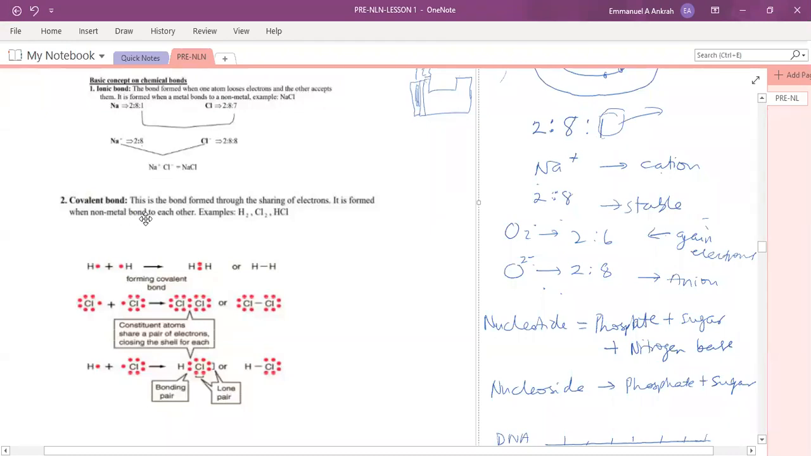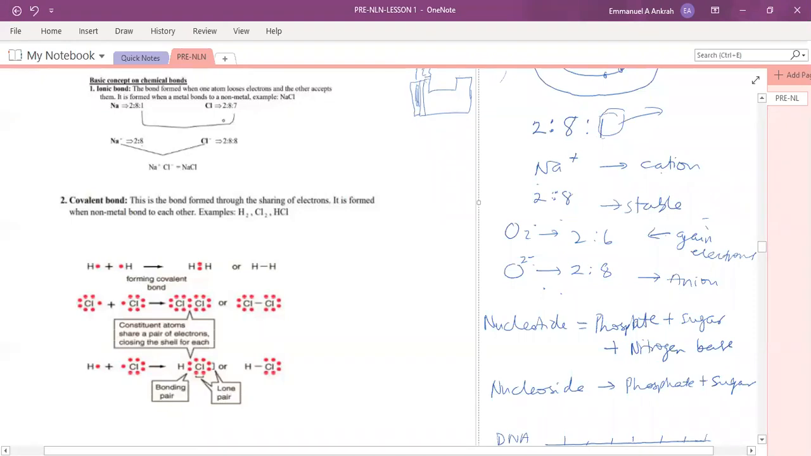The covalent bond. This is the bond formed through sharing. So the key word here is sharing of electrons. They share. They don't transfer, they just have to share electrons. So it is formed when you have a non-metal bonded to another. Okay. Let me go back to the ionic bond and let's make a little note here.